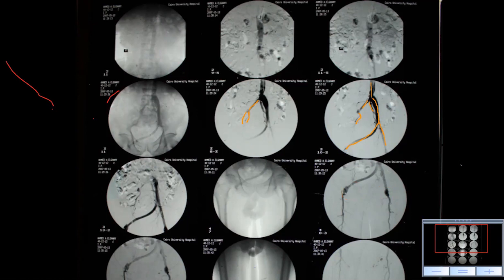Okay, so let's proceed. A beautiful image. You saw the axillo-bifemoral, aorto-femoral, all of it, to consolidate what we've been talking about. Let's see what comes next. What is next?